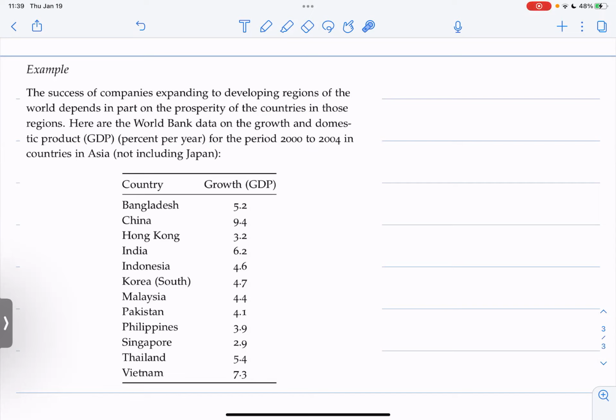Okay, so we've got the country, looks like alphabetically, and its corresponding GDP. In this case, what's my X? My X here is the GDP. Then I can have X1, X2, all the way up to, how many do I have? What's my sample size? 1, 2, 3, 4, 5, 6, 7, 8, 9, 10, 11, 12. So X12. So N equals 12.